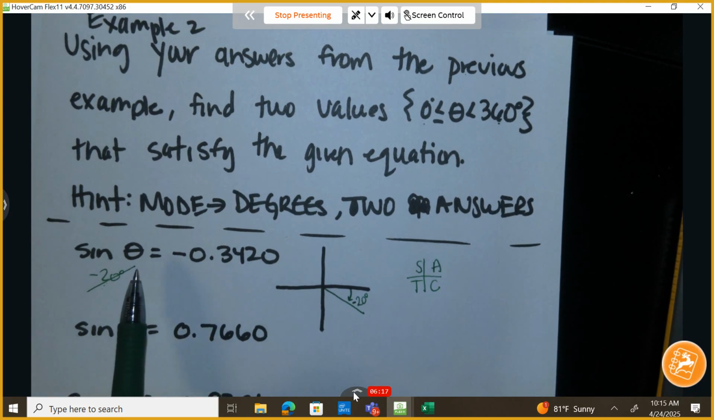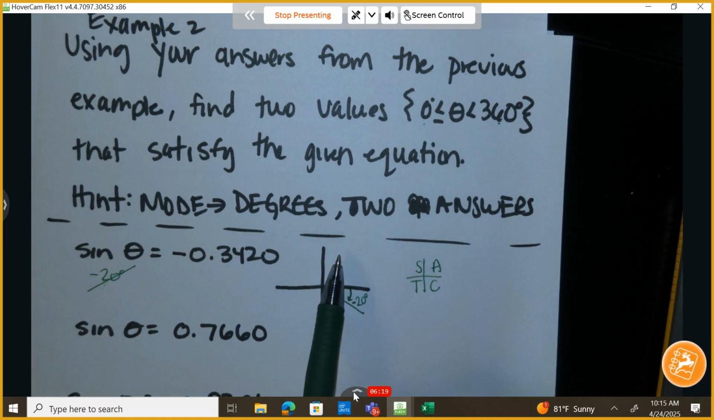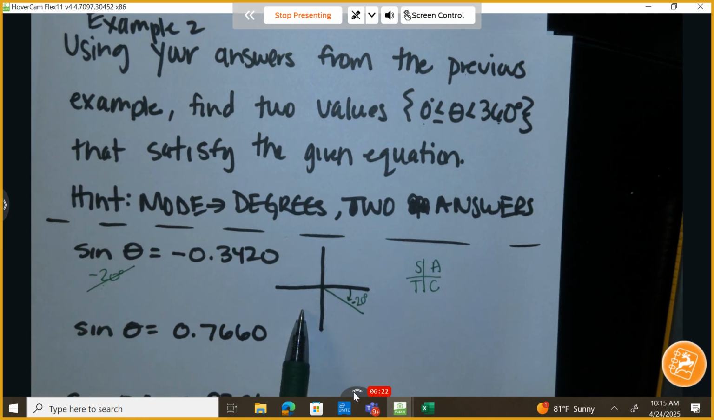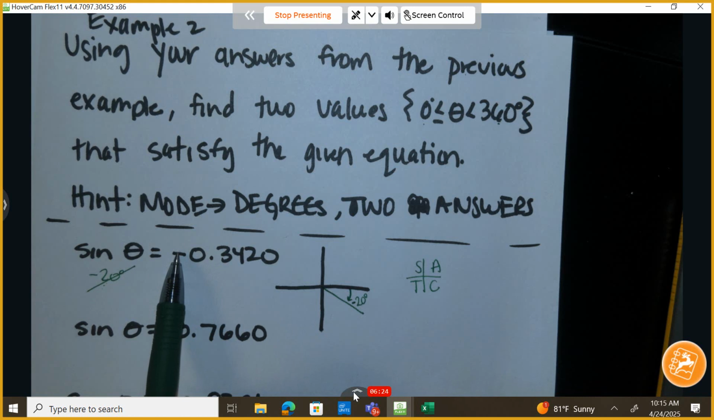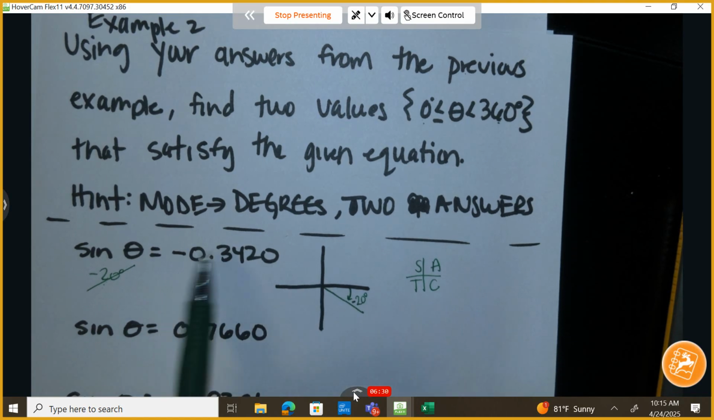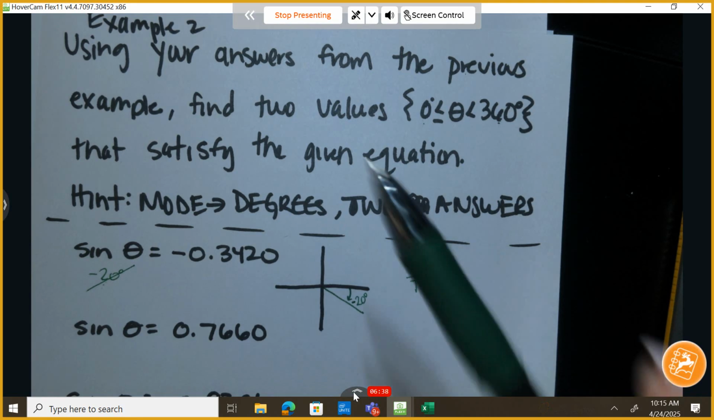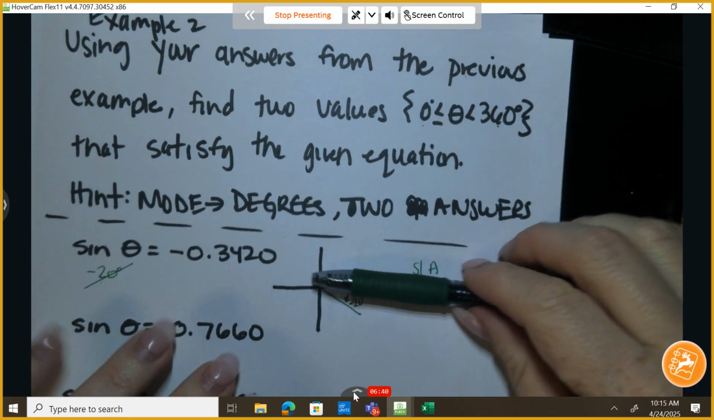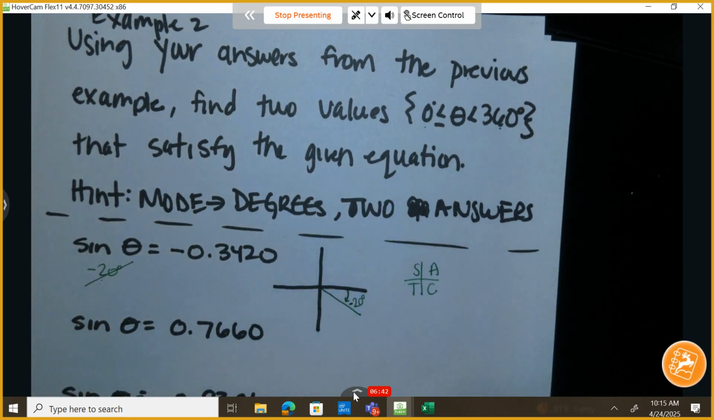You ready? Tell me, in what other quadrant, 1, 2, or 3, do I find a negative sine value? Turn to somebody in your group. Hands up high when you know. Okay, what is it, guys? 3. Awesome.